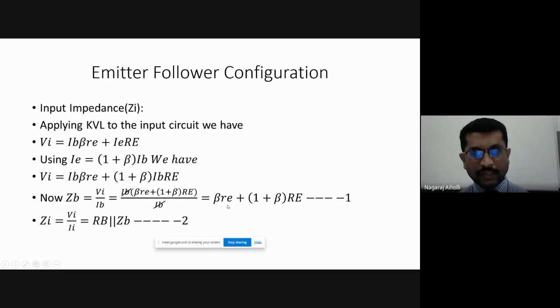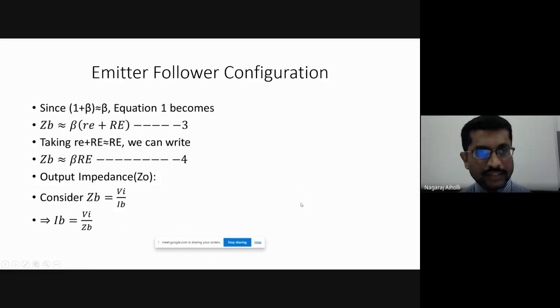Take beta common. We will have beta multiplied by re plus capital RE. That is, Zb is equal to beta into re plus capital RE. But what about re plus capital RE? Which is larger among these two? Is the small re larger or is the capital RE larger?